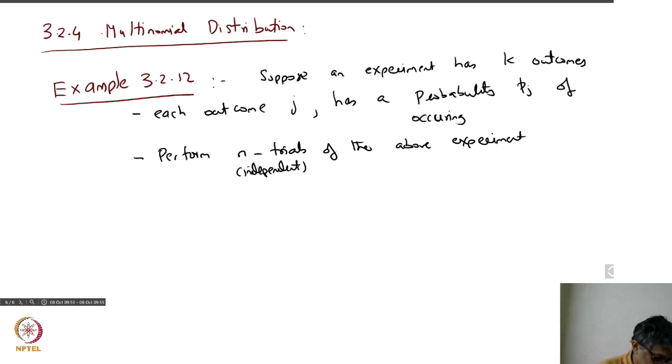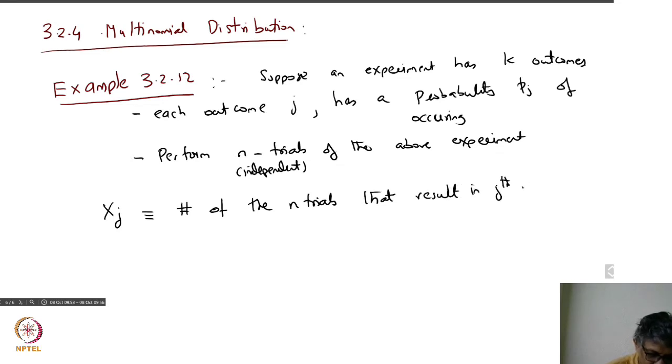So this is where random variables again come into use. You let Xj, very careful, X sub j be the number of trials among the n in which the jth outcome occurs. So the number of the n trials that result in the jth outcome. Is that clear?